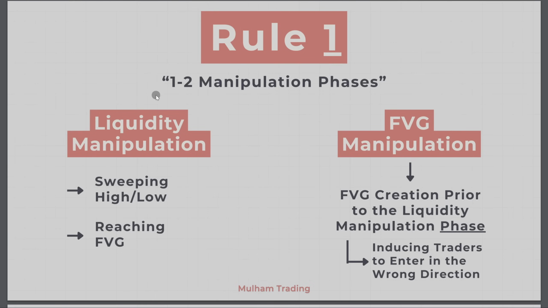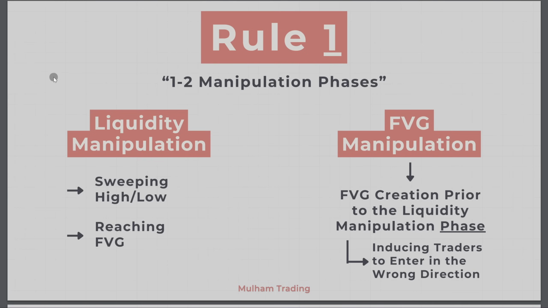So what is the first one? It's 1 to 2 manipulation phases needed to validate a fair value gap. Now we have different manipulation phases or stages. One of those is the liquidity manipulation. The other one is fair value gap manipulation. Now you might ask, what is the difference between the two? Let's start first with the most known manipulation, the liquidity manipulation. When looking at fair value gaps, I need to have a liquidity manipulation, and that's going to be either sweeping a high or a low.